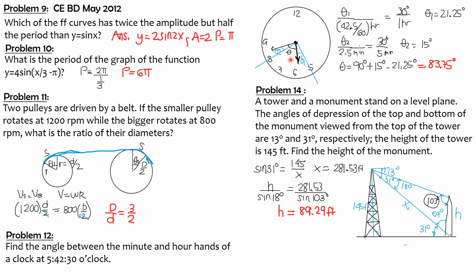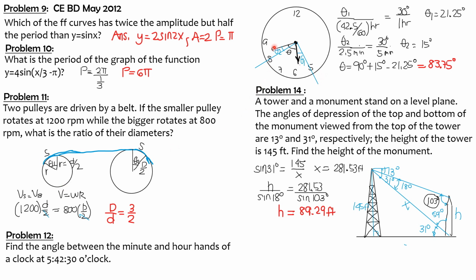So first theta 1, because this is the hour hand, the movement of the hour hand for 1 hour is 30 degrees. So we convert 42 minutes and 30 seconds, or 42.5 minutes, to hours. So we divide it by 60. So theta 1 as to 42.5 over 60 hour equals 30 degrees. That corresponds to 1 hour for the hour hand. Solving for theta 1, 21.25 degrees.